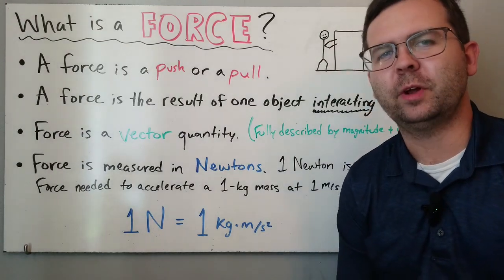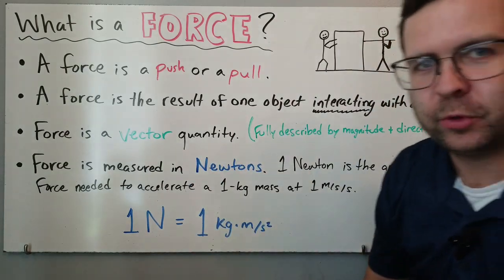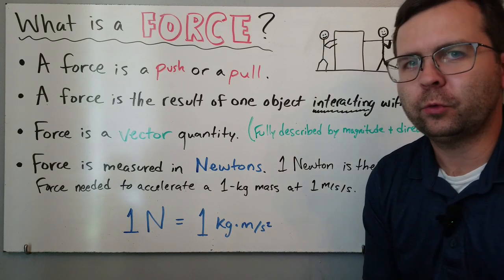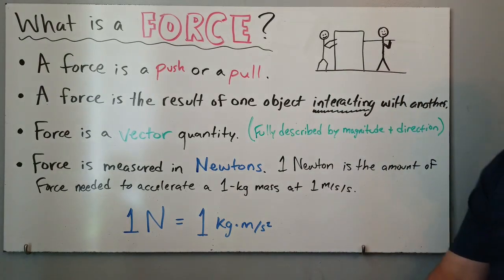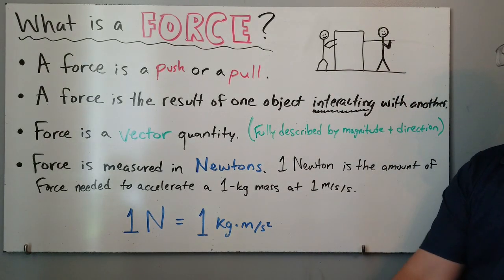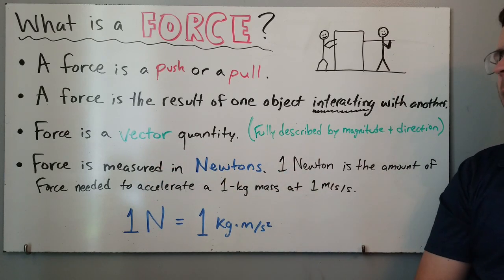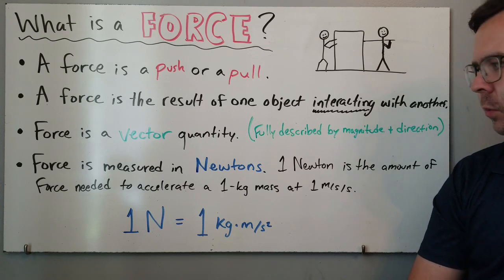Hi, in this video, we're going to talk about what forces are. So, simple definition, a force is a push or a pull. And a force is the result of an interaction between two objects, one object interacting with another. Force is a vector quantity, which means it's fully described by magnitude and direction. And force is measured in newtons.